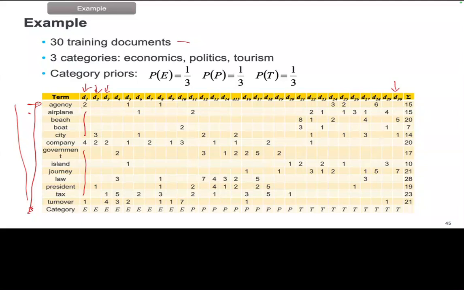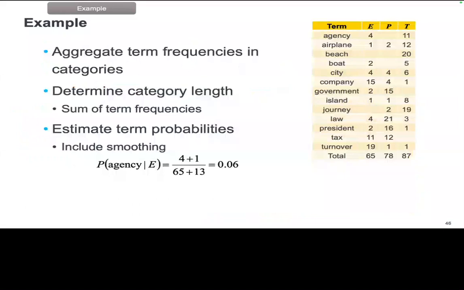Here we assume we have 3 target categories as indicated in the last row, which are either economics, politics, or tourism. And so this gives us these category priors. All of them occur exactly 10 times. That's, of course, coincidence of the example. And now we want to compute how probable it is that economics produces the term agency.